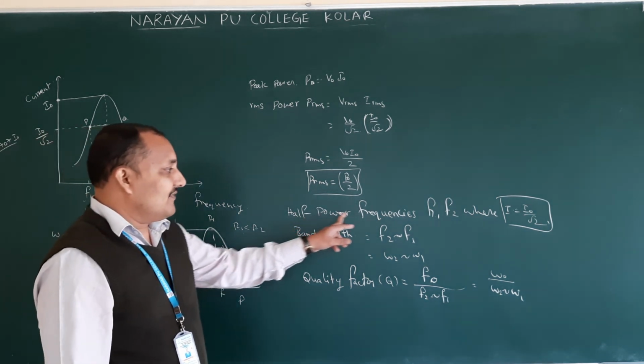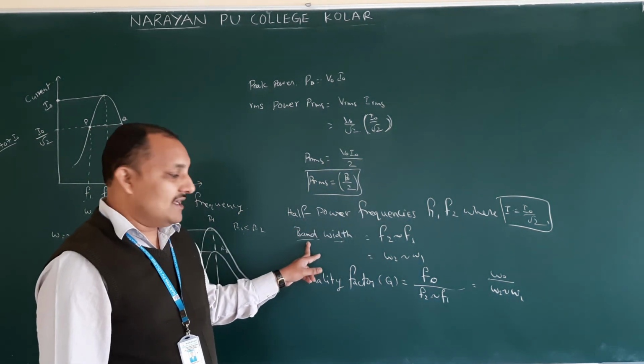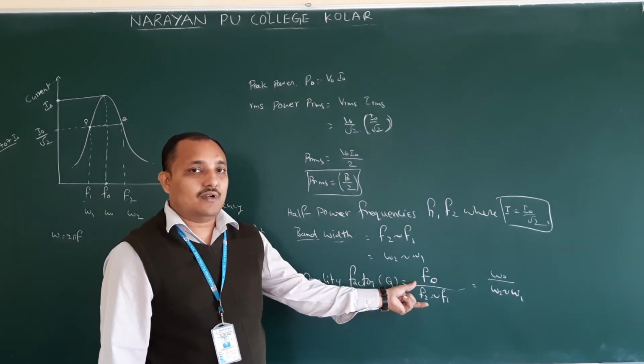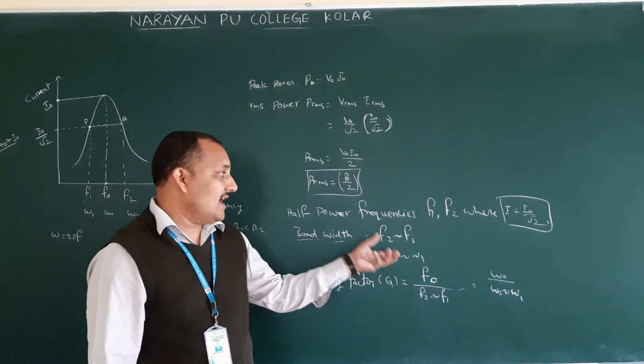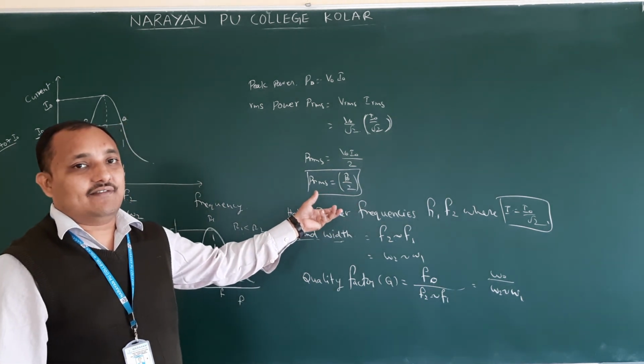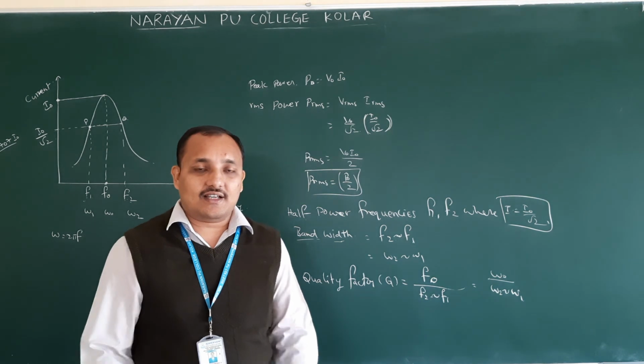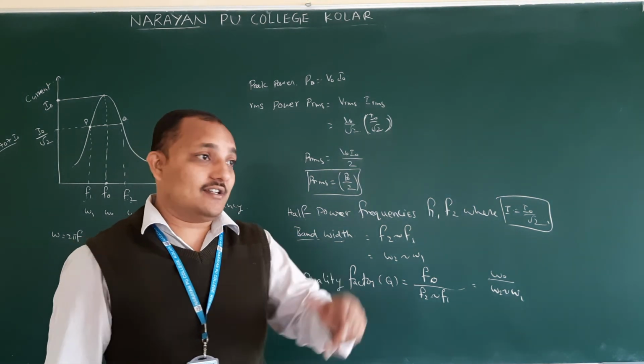So the difference of half power frequencies is called bandwidth, and the quality factor equation we are going to derive tomorrow. Already I derived the resonance frequency, 1 by 2 pi root LC. Next, you may get one doubt: can we get resonance in LR and CR circuits?